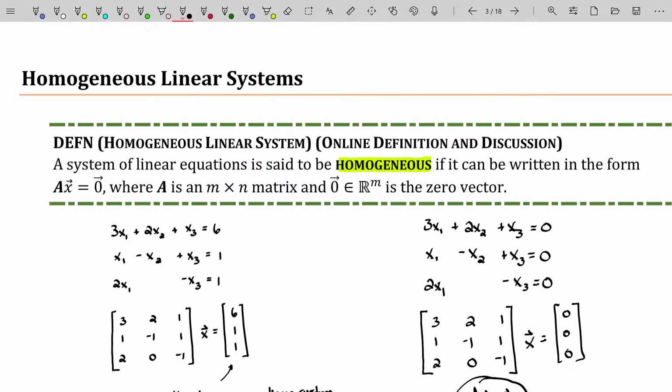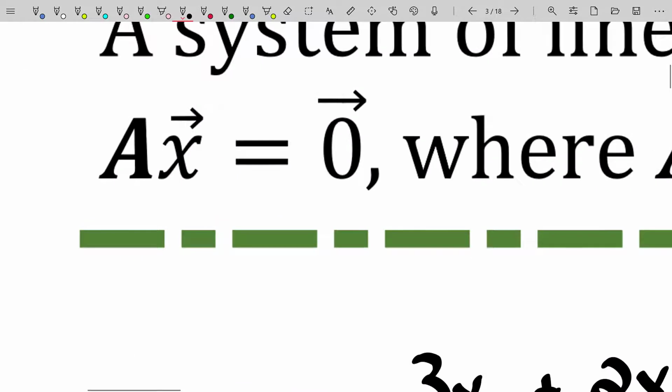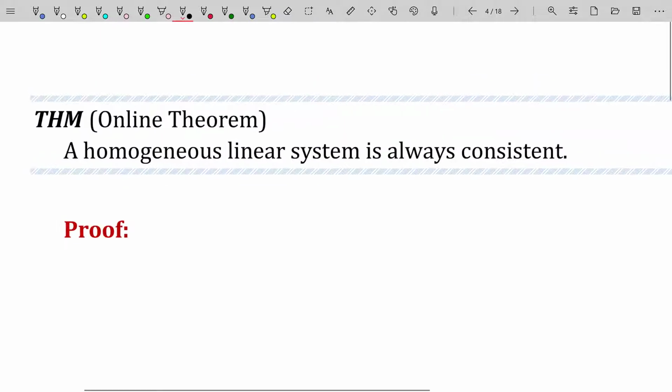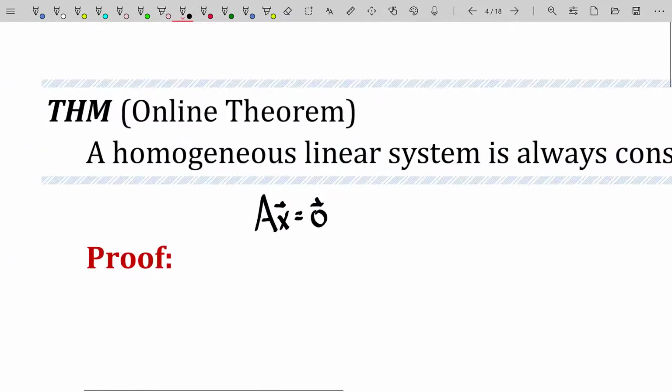Remember, a system of linear equations is said to be homogeneous if it can be written in the form AX equals 0 when you write it as a matrix equation. So again, the claim is that the system associated with this matrix equation is always consistent.